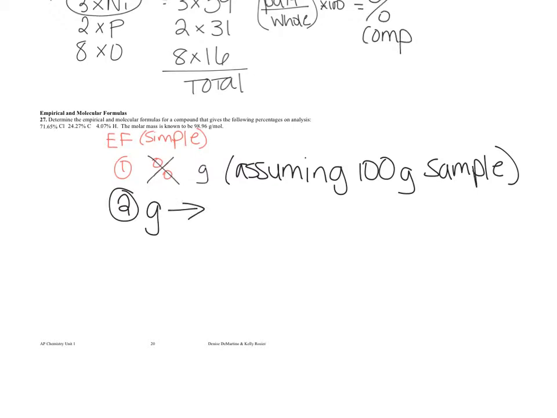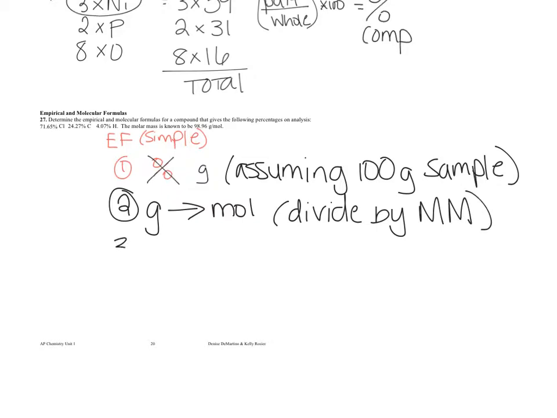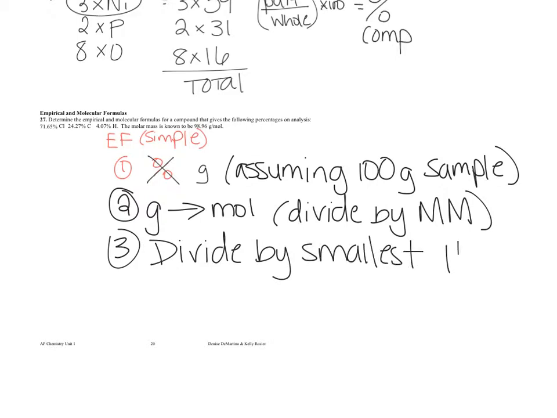So we're going to convert grams to moles. The simple way to do that is divide by molar mass. The third step is once they're in moles, you're going to divide them all by the smallest. And then those are your subscripts.